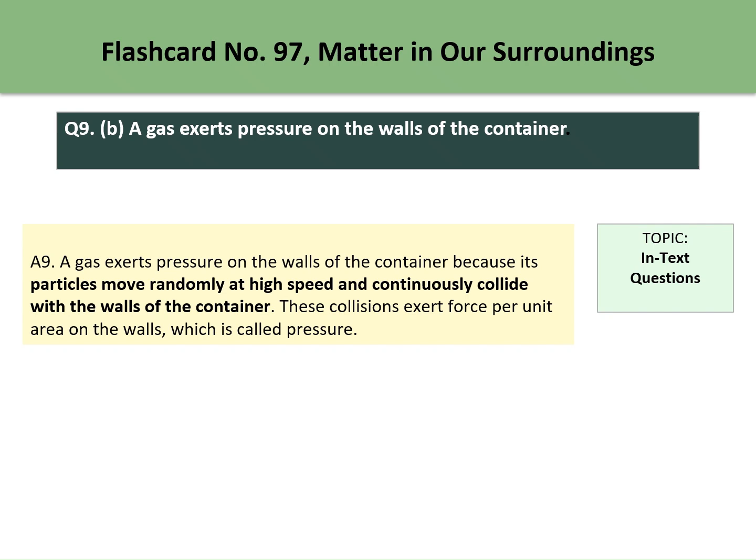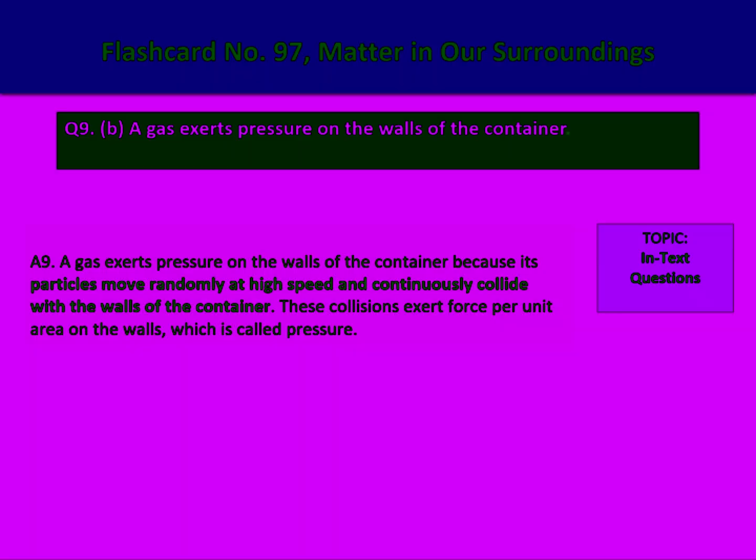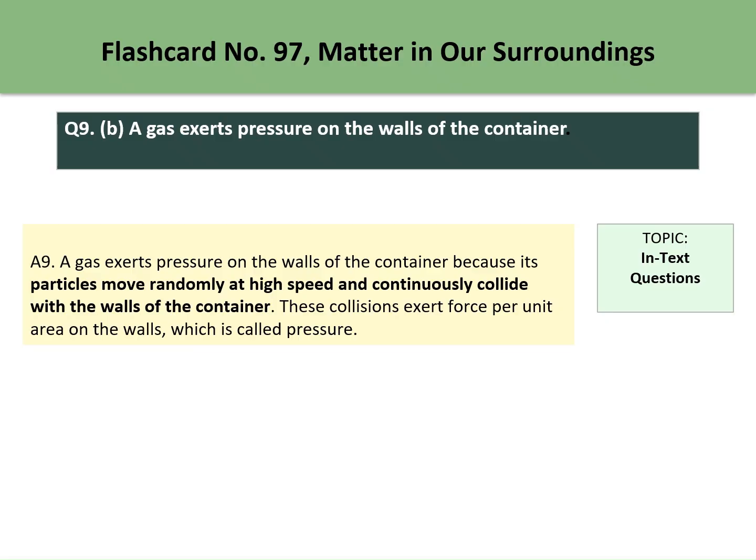A gas exerts pressure on the walls of the container. A gas exerts pressure on the walls of the container because its particles move randomly at high speed and continuously collide with the walls of the container. These collisions exert force per unit area on the wall, which is called pressure.